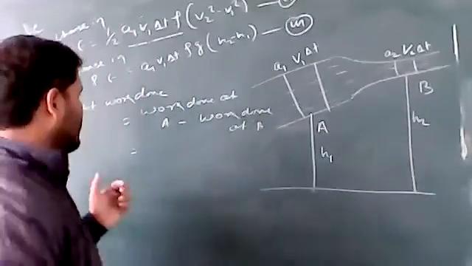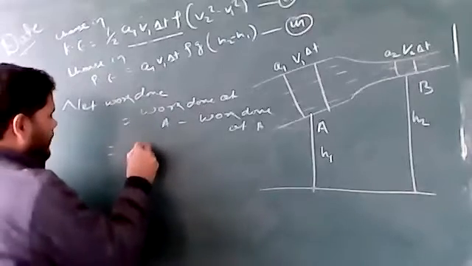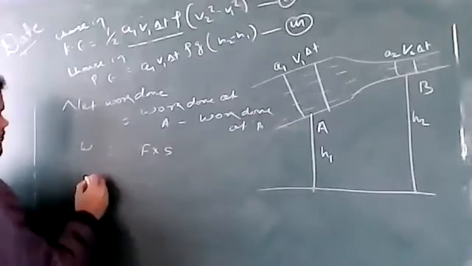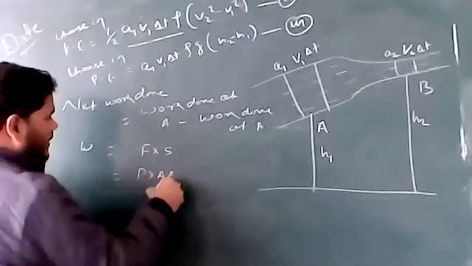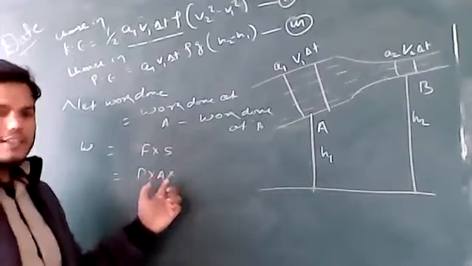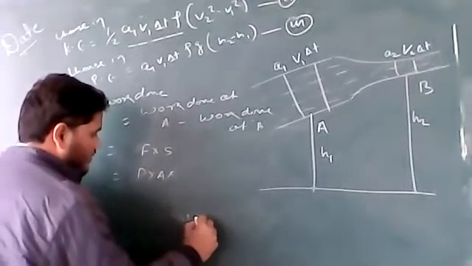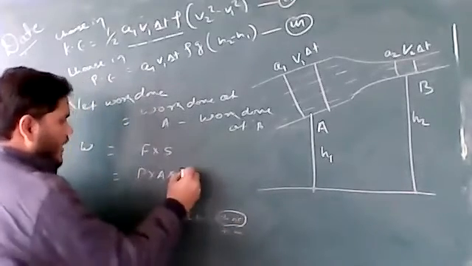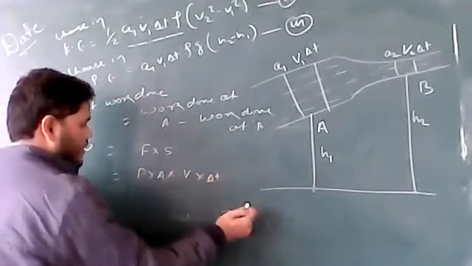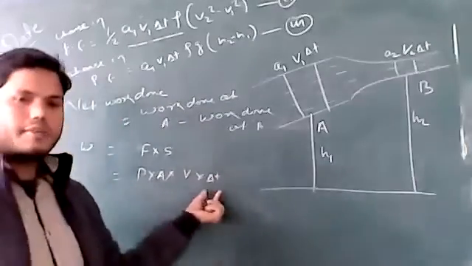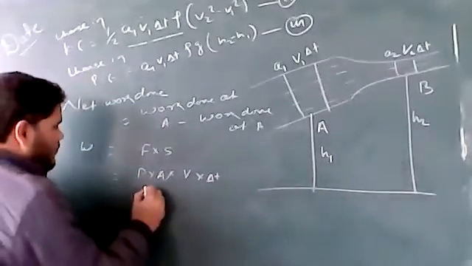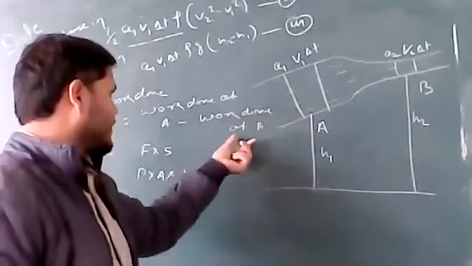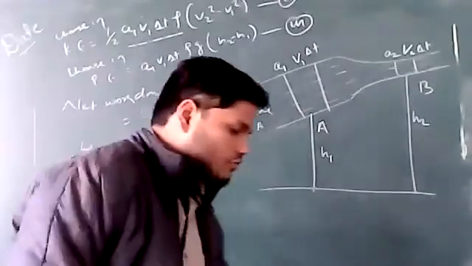We know the formula of work done: work done means force into displacement. Force equals pressure into area. And the displacement, you know that velocity equals displacement upon time, so displacement equals velocity into time. So that is v into delta t, where delta t is the time taken. So in the first case, at the A point, what is the work done, and minus the work done at the B point also. So we have to find out the work done at the A point.